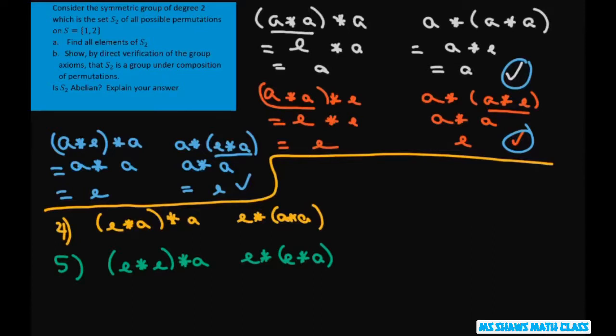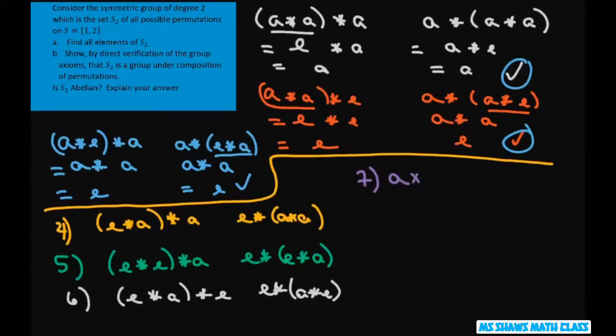All right. You're going to have to check this one, E star A star E with E star A star E. The next one is 7. That's going to be A star E star E with A star E star E. And they're all going to check out. But if you have to show associativity, then that's how you would check it out.